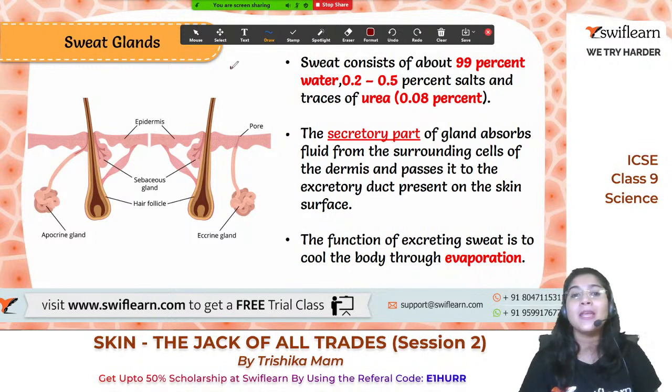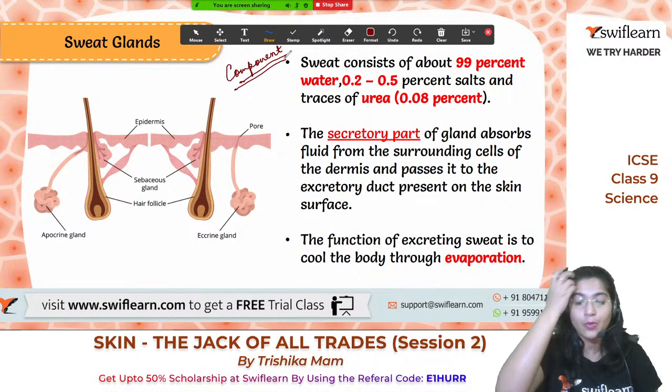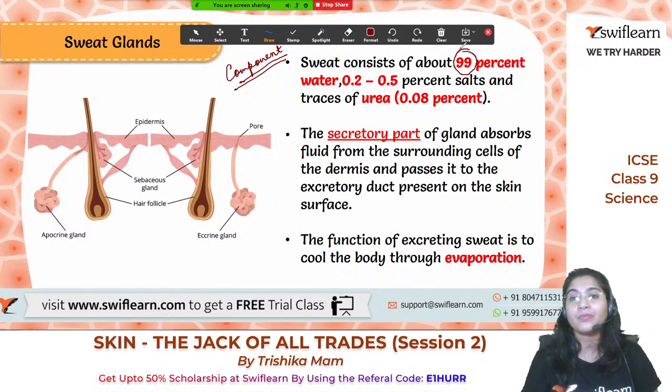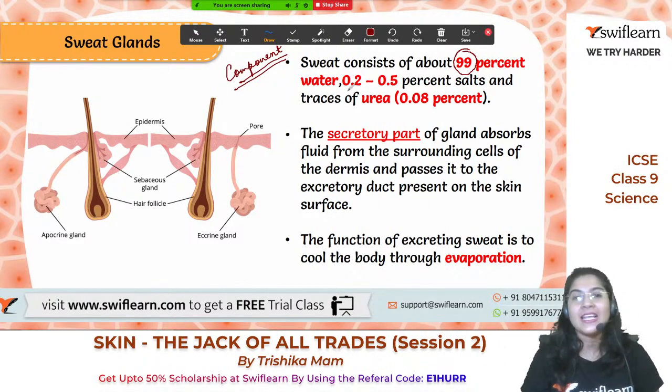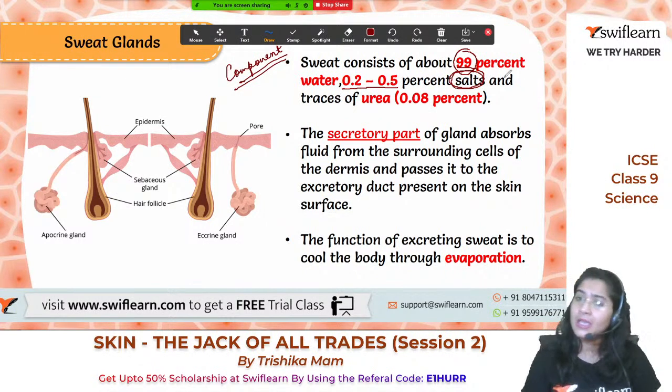So what are the main components of sweat? Please write it down. This type of question you generally get for 1 mark. What are the components of sweat? Always remember, 99% of the sweat is water, as you already know, the water comes out when we sweat, right? Other than this, 0.2 to 0.5% different types of salts are present, including NaCl and other different types of salts.